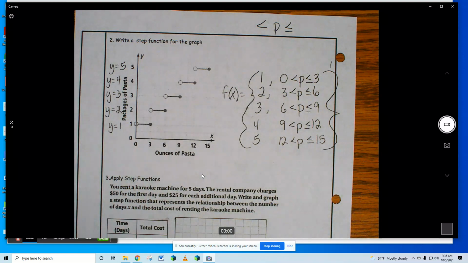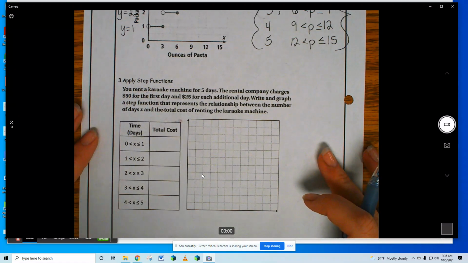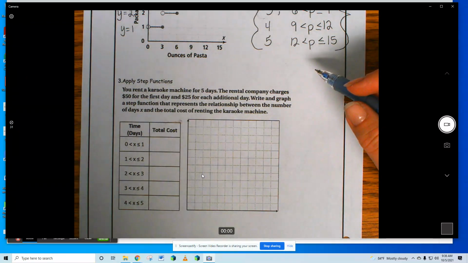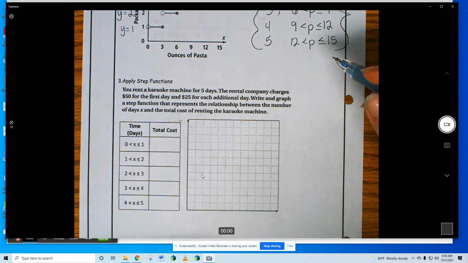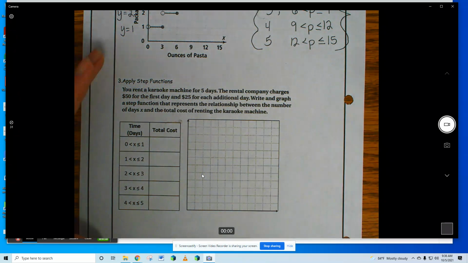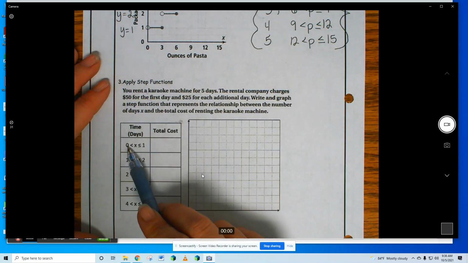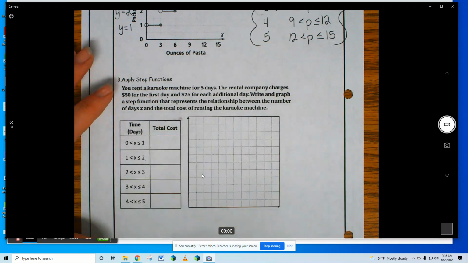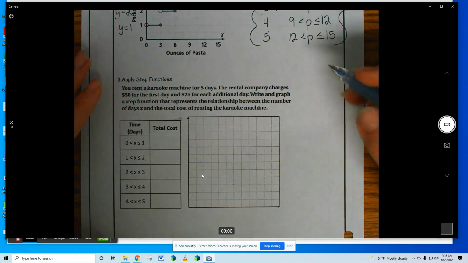So, you rent a karaoke machine for 5 days. The rental company charges $50 for the first day and $25 each additional day. So, here's what we're going to do. If I know that it is $50 for the first day, this means between day 0 and 1, 1 and 2, 2 and 3, 3 and 4, 4 and 5.